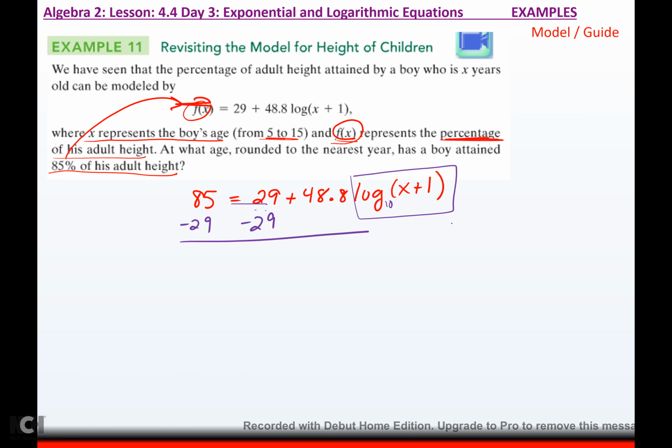I'm going to subtract 29 from both sides, and I get 56 equals 48.8 times the log of x plus 1. To get rid of the 48.8, I'm going to divide.